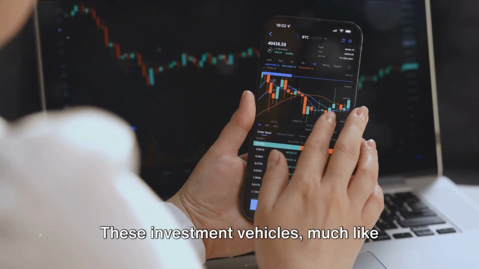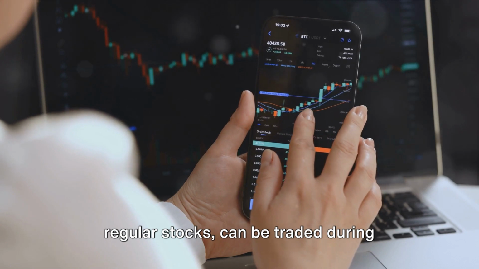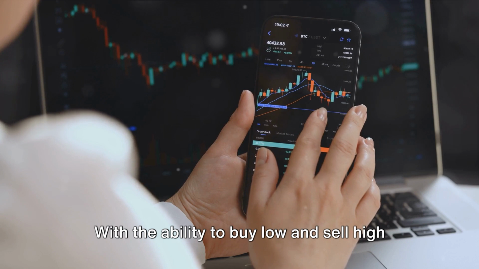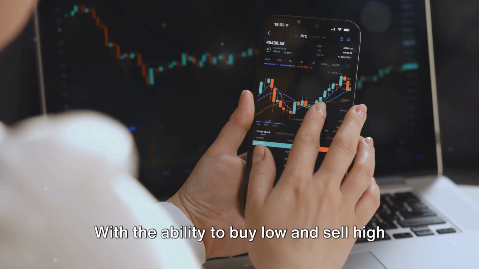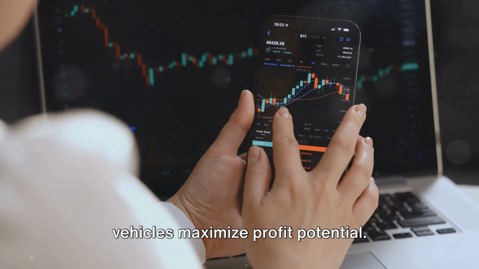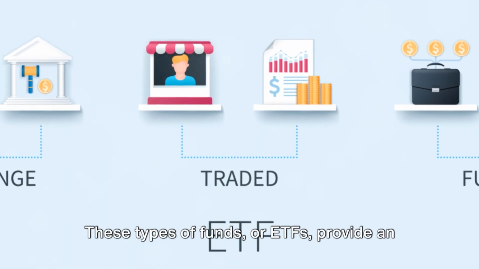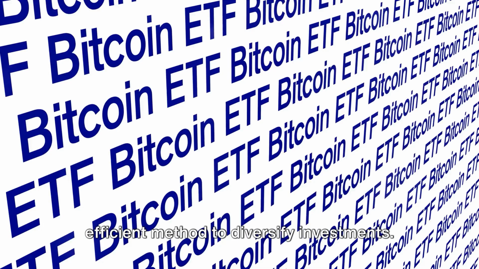These investment vehicles, much like regular stocks, can be traded during market hours. This offers flexibility for portfolio management. With the ability to buy low and sell high throughout the day, these investment vehicles maximize profit potential. These types of funds, or ETFs, provide an efficient method to diversify investments.